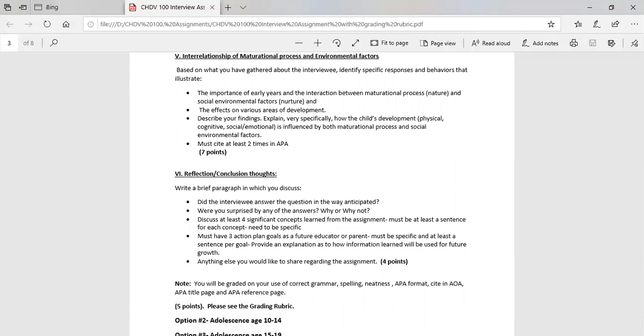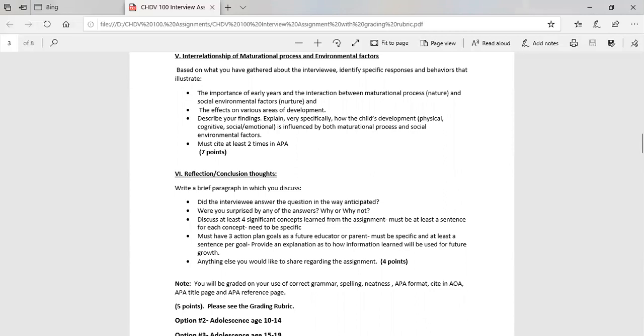Here you're going to be talking about nature and nurture. Once again, I really do want you to cite at least 2 times in APA. You're also going to talk about the areas of development that have been affected and why. So that's going to be some detail in there too.